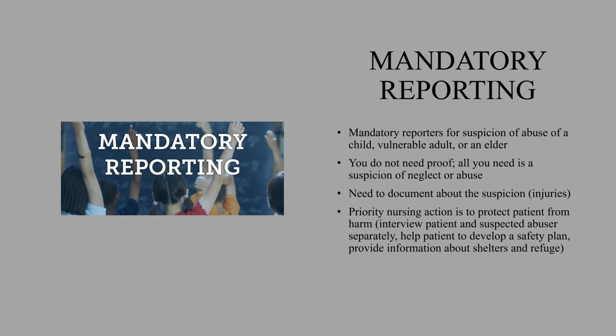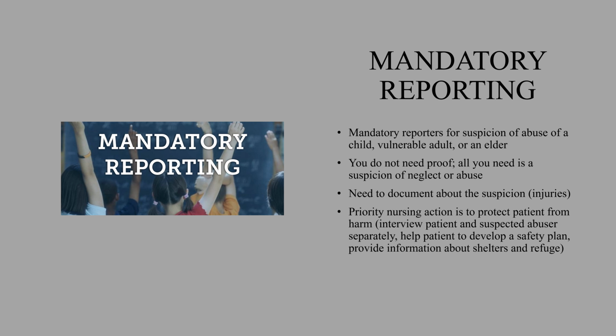So your primary action is to protect the patient from harm. So our goal is to remove the patient from the suspected abuser. So if this is a female 25, you believe she's in a domestic violence situation, you might ask her to come with you to give a urine sample. Anything to try and get the patient away from the abuser without making it so obvious.